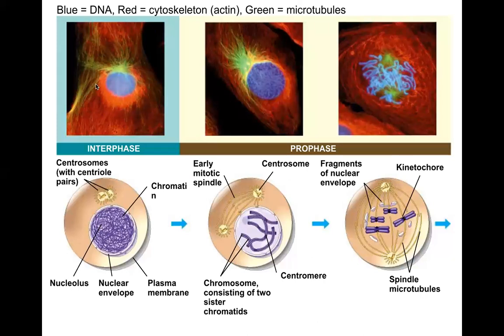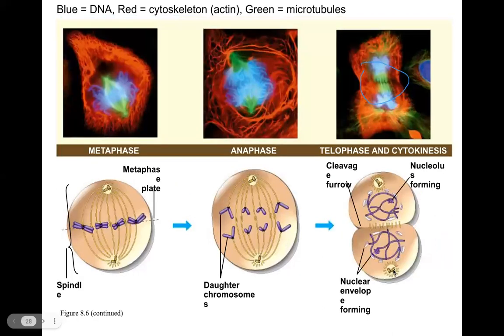So we have interphase, followed by prophase, where we condensed our DNA into our chromosome form. And then the chromosomes lined up down the middle of the cell in metaphase, were pulled apart in anaphase, and finally created two new cells during telophase and cytokinesis.